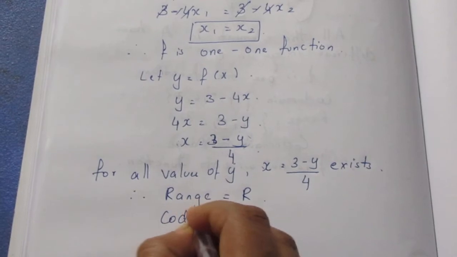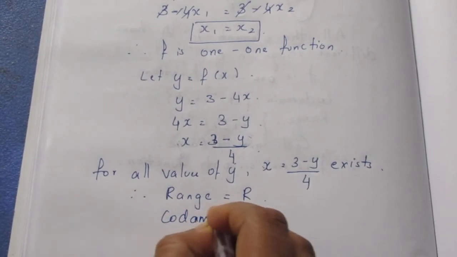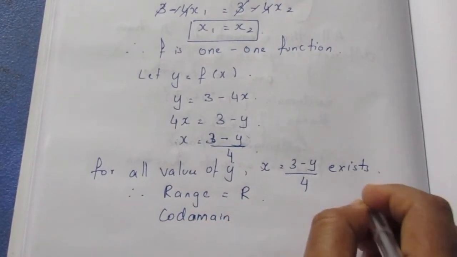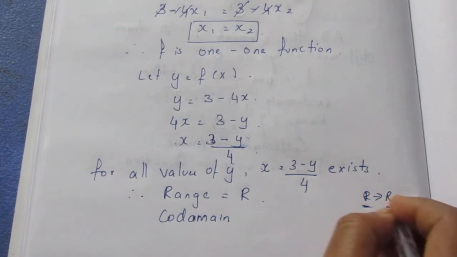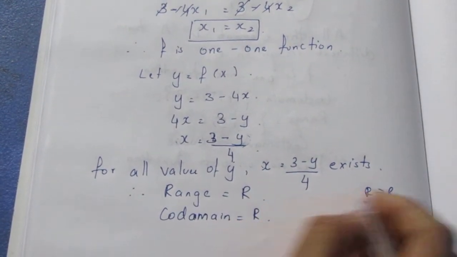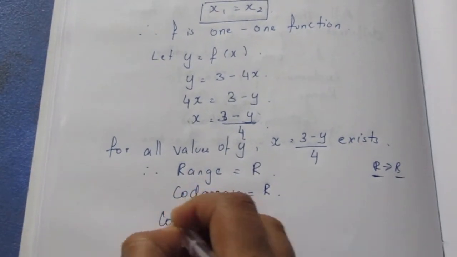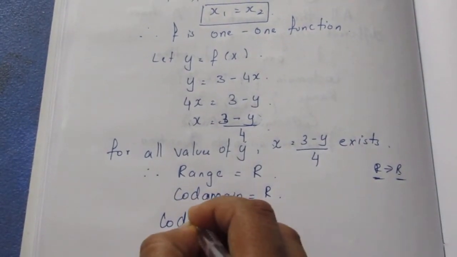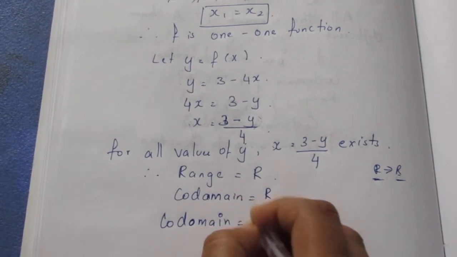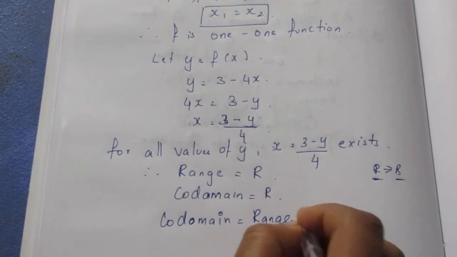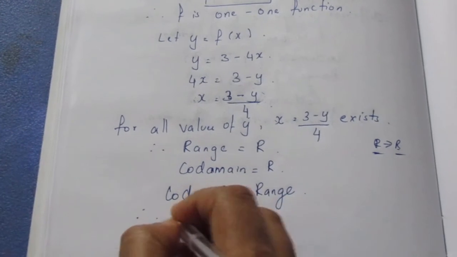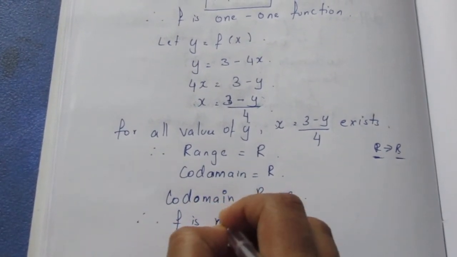Here the codomain is also a real number, as it is given that the codomain is R. R to R means this is the domain and this is the codomain. Sorry, your codomain is R. According to this, we can say that codomain is equal to range, therefore f is an onto function.